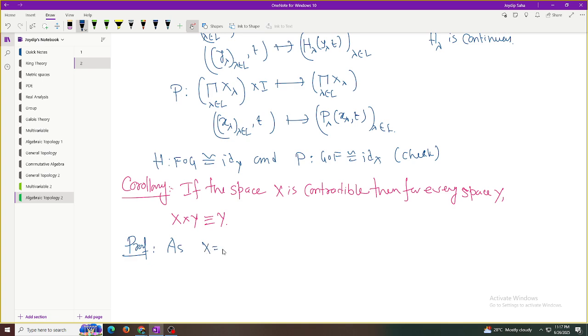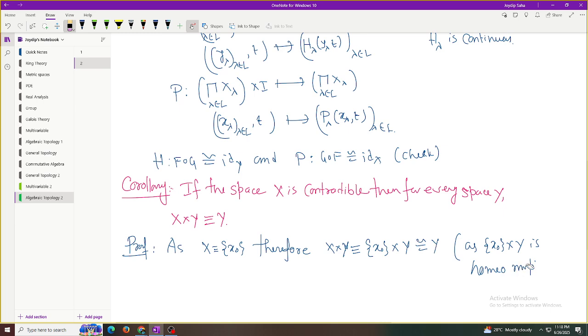As X is homotopic type to X0, therefore X cross Y is homotopic type to X0 cross Y, as X0 cross Y is homeomorphic to Y. Okay.